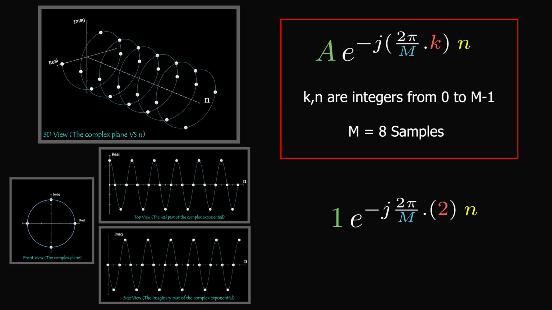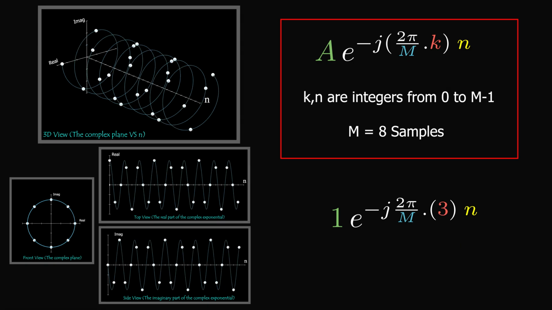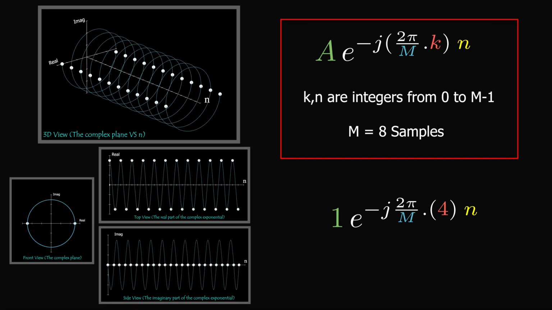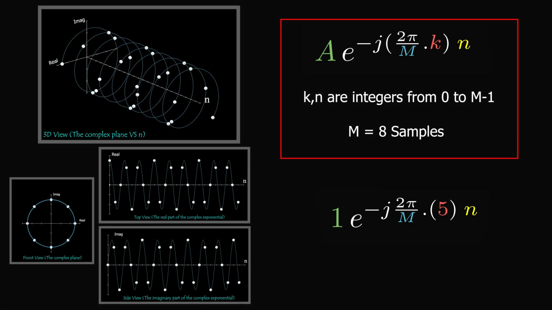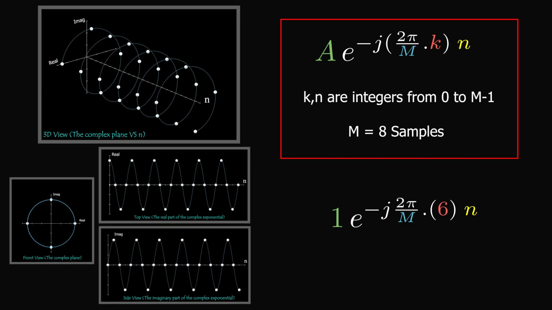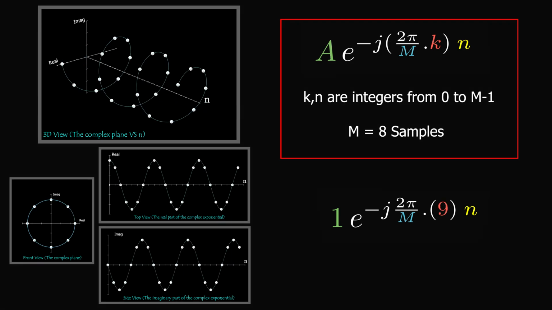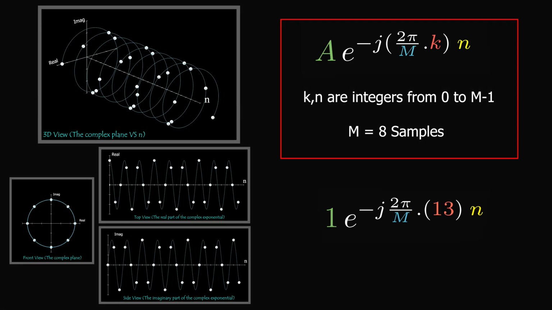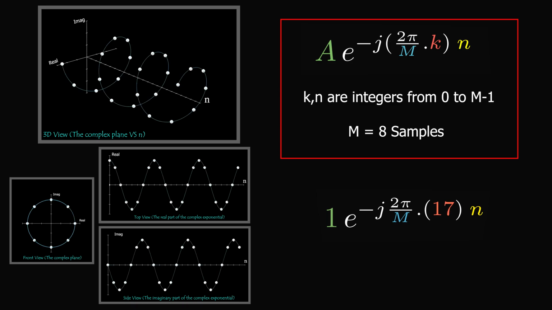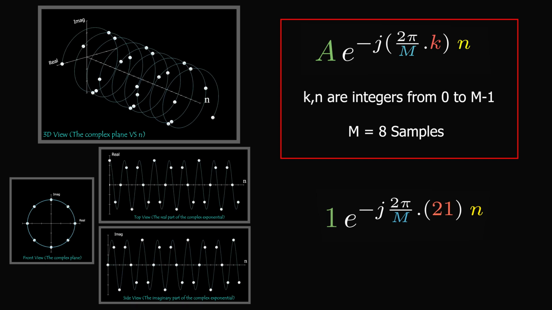If we increase k further and further, the frequency of the signal increases. For instance, if k equals 3, the 8 samples complete 3 full cycles. When k equals 4, the 8 samples complete 4 cycles. After 4, the frequencies start to decrease as a result of aliasing. I discussed aliasing in the complex exponential video. I also have a separate short video for aliasing.